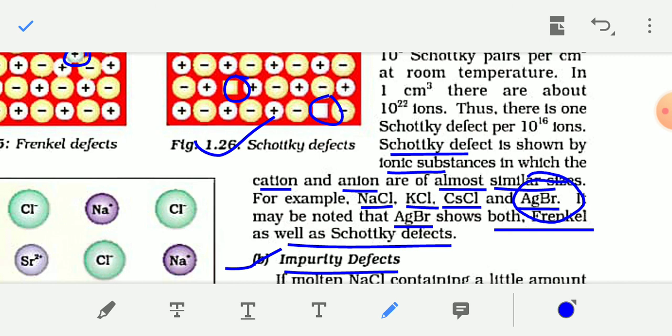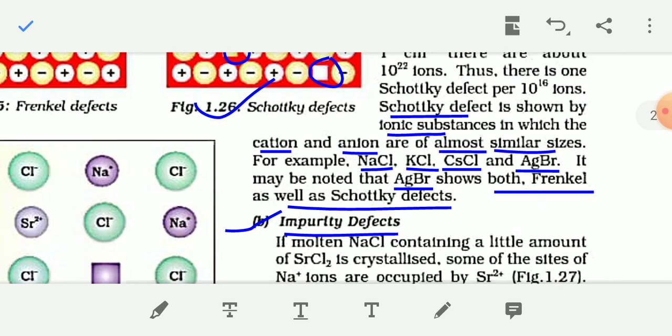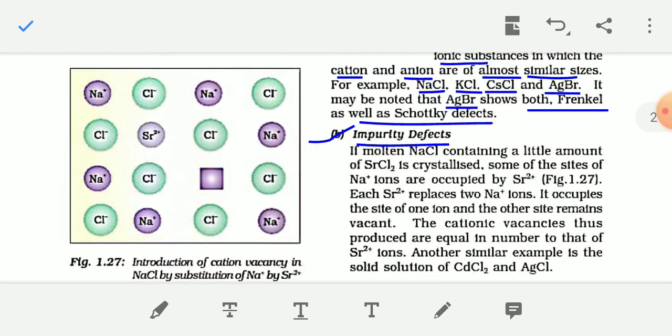Schottky defect is shown by ionic substances in which the cations and anions are of almost similar size, while Frankel defects are shown by ionic crystals in which there is a large difference in size between cation and anion. So NaCl, KCl, cesium chloride, these ionic solids can show Schottky defect, while silver chloride, silver bromide, silver iodide can show Frankel defect. These are mainly stoichiometric defects.